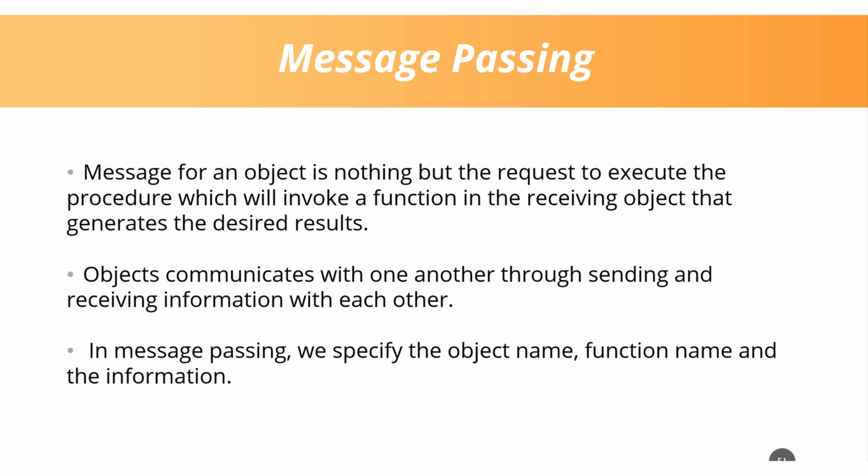Message passing. A message for an object is nothing but a request to execute a procedure, which will invoke a function in the receiving object that generates the desired results. In message passing, we specify the object name, function name, and the information. Objects communicate with one another by sending and receiving information.